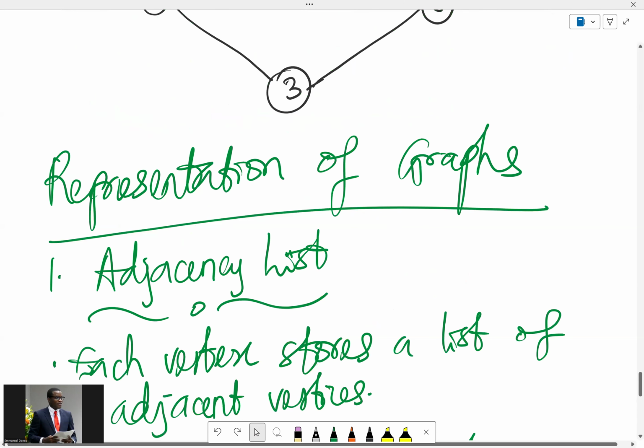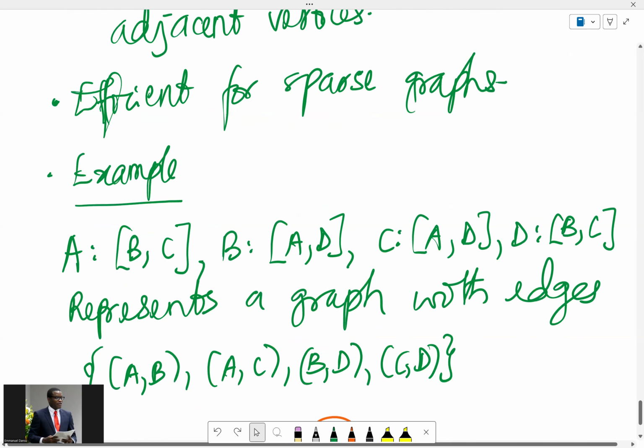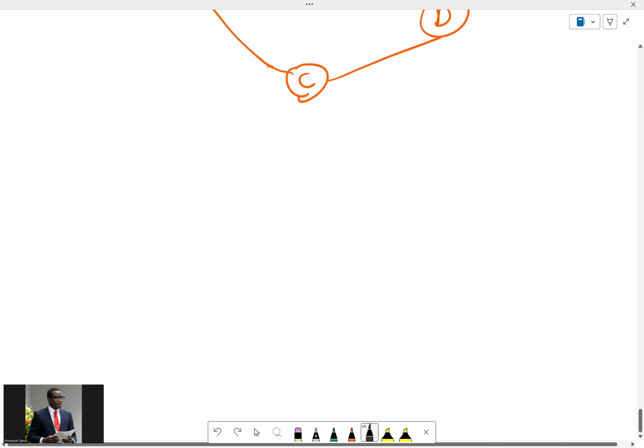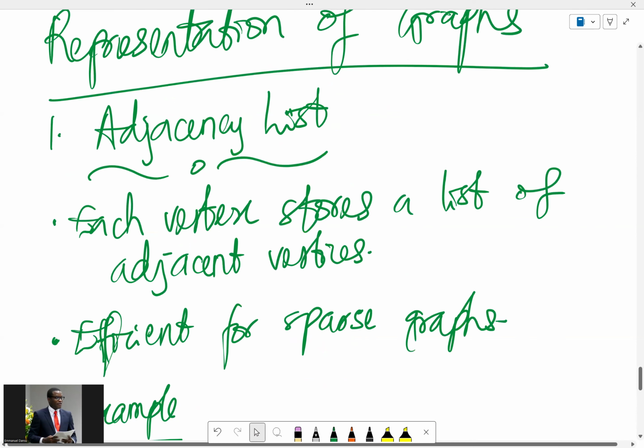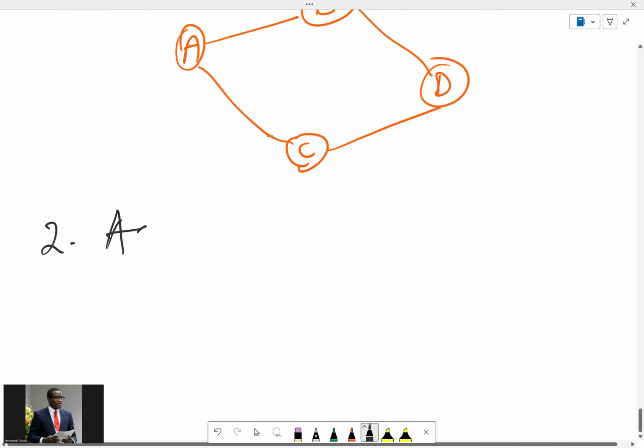Okay, so let's talk about another way of representation. Sorry, you can call it adjacency matrix. The second way of representing a graph will be by adjacency matrix. So we have adjacency list, now adjacency matrix.